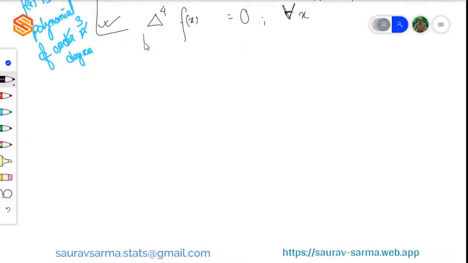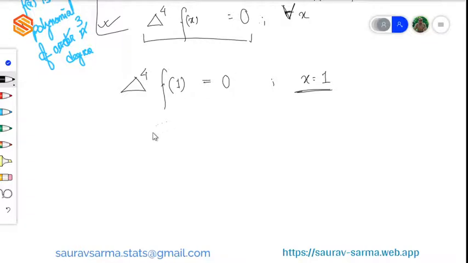Since if this is true, then we can write delta to the power 4 f(1) is equal to 0. What we are doing is just taking x equal to 1, okay? And after taking x equal to 1, now this is equal to, we already established a relationship in our first class that delta is E minus 1, so here we write (E minus 1) to the power 4 f(1) is equal to 0, right?